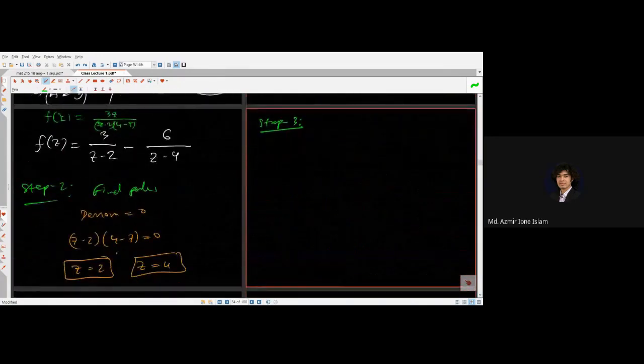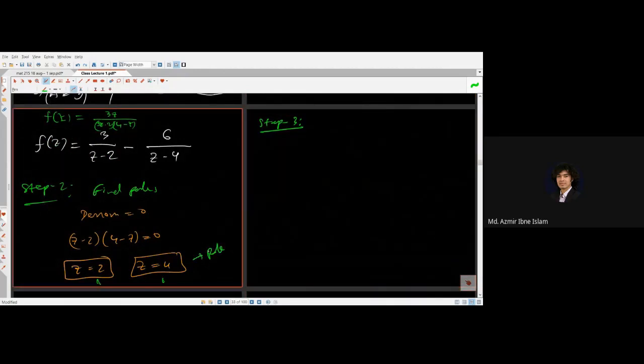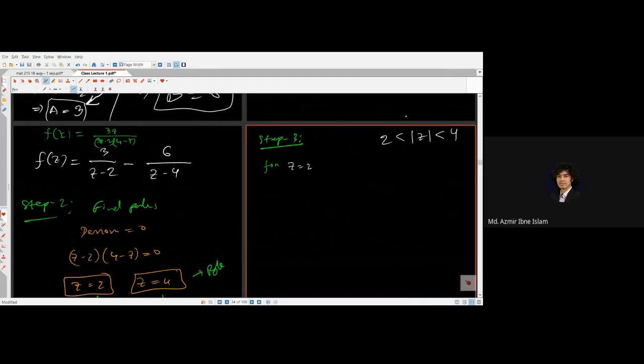So, step 3. We have this pole and this pole. So for the pole z equal to 2, for z equal to 2, our region is given as 2 less than modulus of z less than 4. Can we break down the terms? I have mentioned that in step 3, for every pole, there must be a given region. So we have a total of 2 poles. For z equal to 2, there will be a region. For z equal to 4, there will be another region.